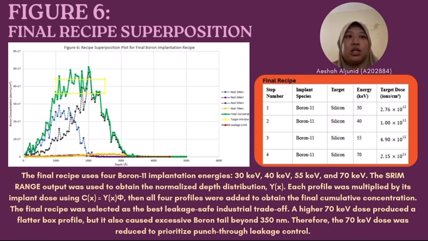A higher 70 kiloelectronvolt dose could improve the deeper side of the target window, but it would also increase the boron tail beyond 350 nanometers. Therefore, the final recipe reduces the 70 kiloelectronvolt contribution and prioritizes leakage control while still maintaining the closest feasible box-like profile.